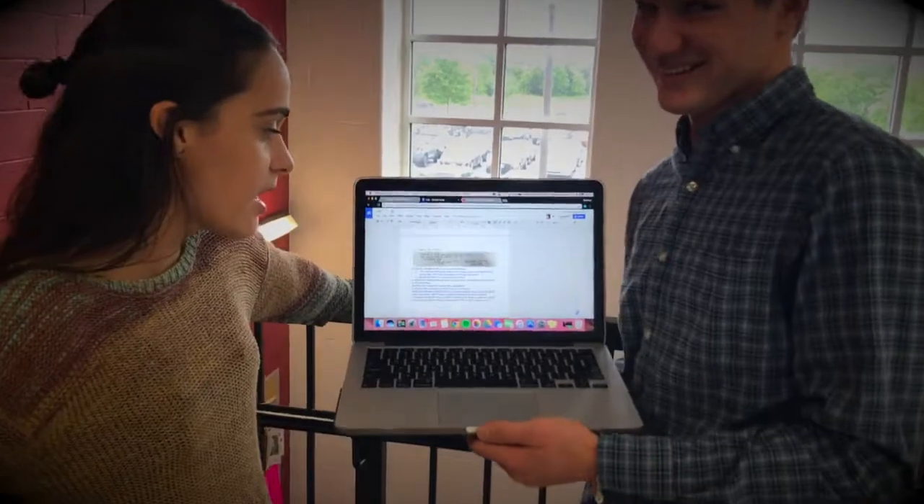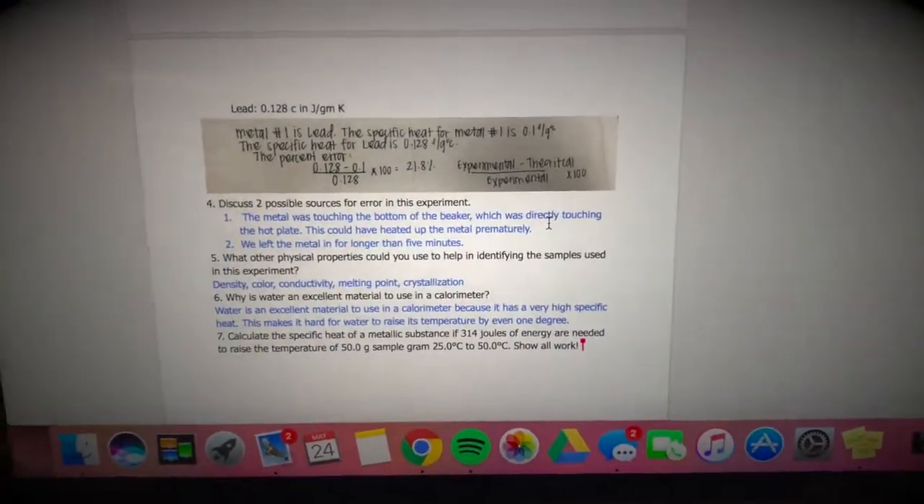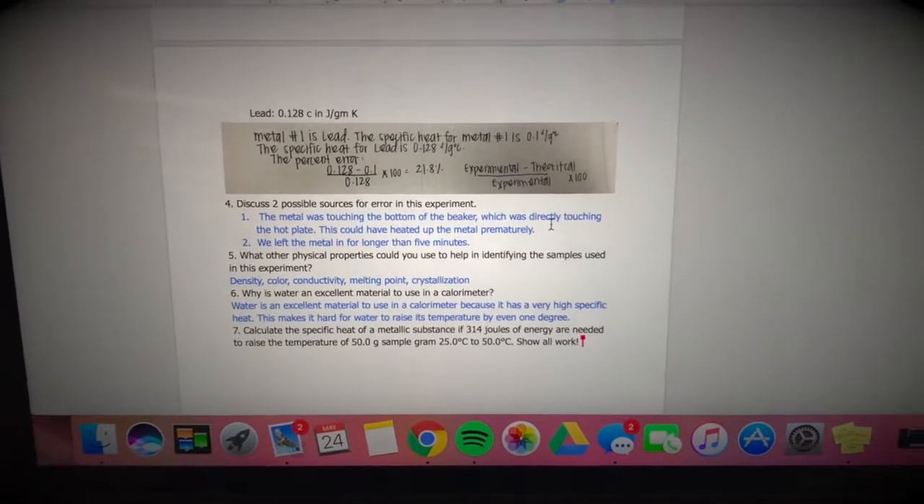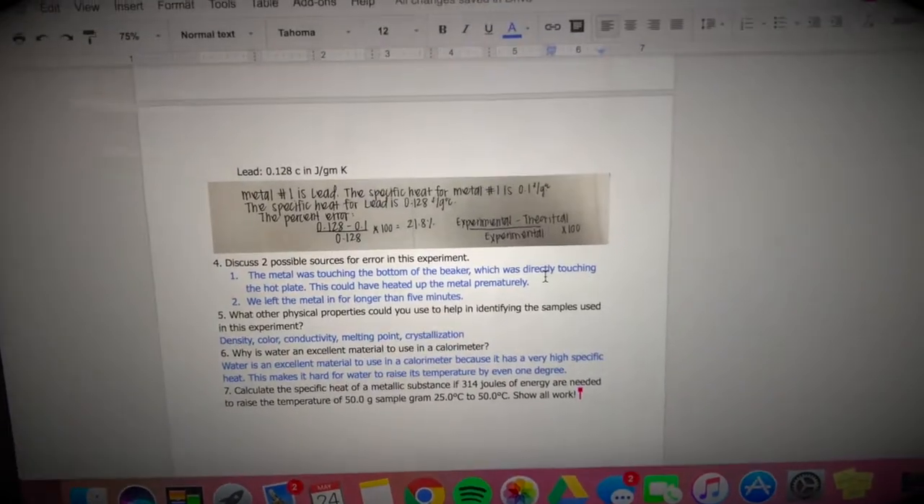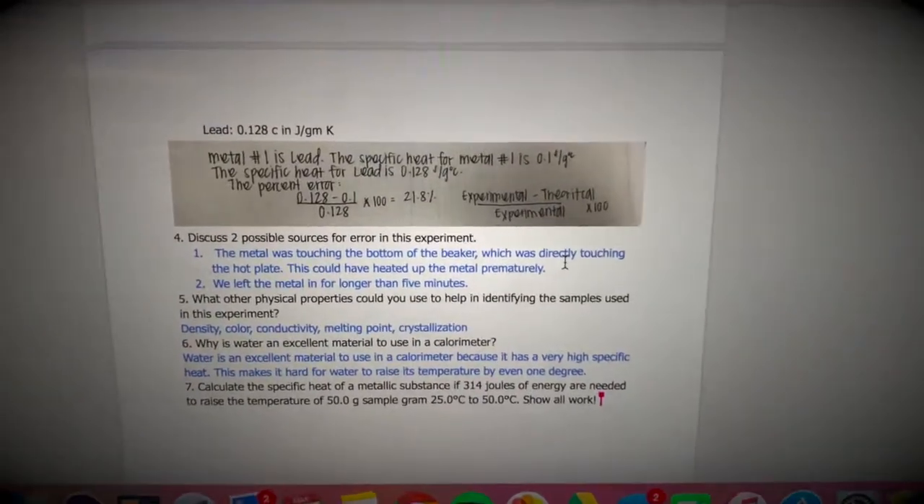Number 4. Discuss 2 possible sources for error in this experiment. Number 1. The metal was touching the bottom of the beaker, which was directly touching the hot plate. This could have heated up the metal prematurely. Number 2. We left the metal in for longer than 5 minutes.